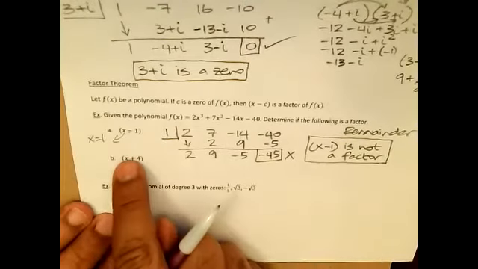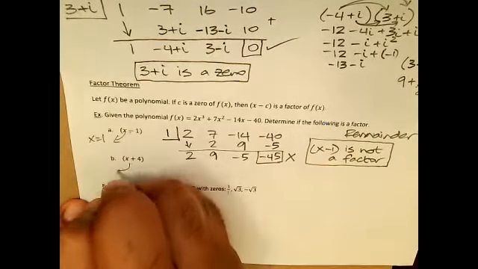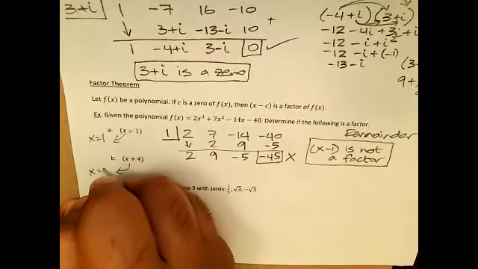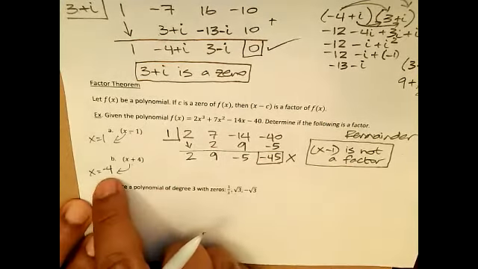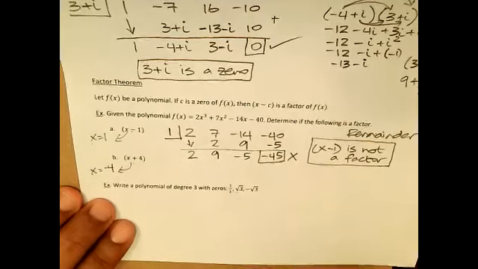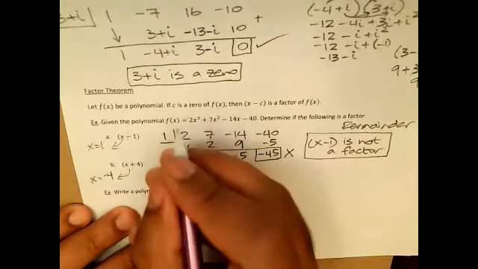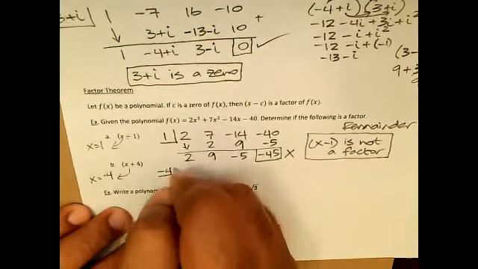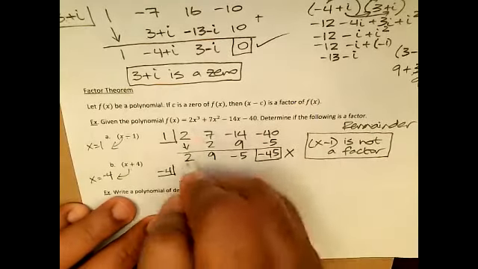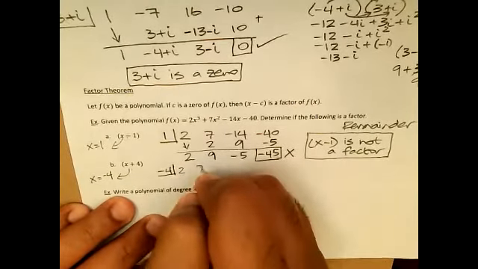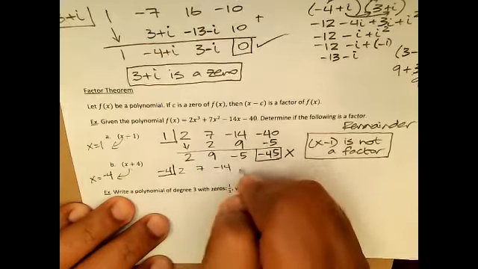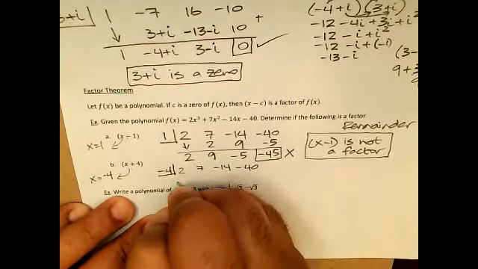Next, they want me to see if x plus 4 is a factor. So again, I'm going to do this by doing synthetic division. If I get the x by itself here, that's going to give me x equals -4. So I'm going to set up my synthetic division with -4 in front. It's the same function. So 2, 7, -14, -40.